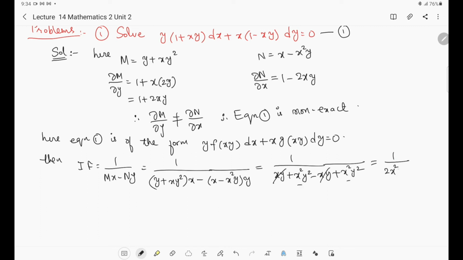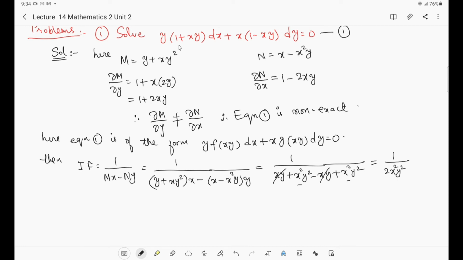So 1 by 2x square y square. This is the integrating factor. Once we get the integrating factor, what is an integrating factor? An integrating factor is a suitable function with which we multiply the given non-exact equation, so that it will become exact. So now we have to multiply the integrating factor with the given equation.